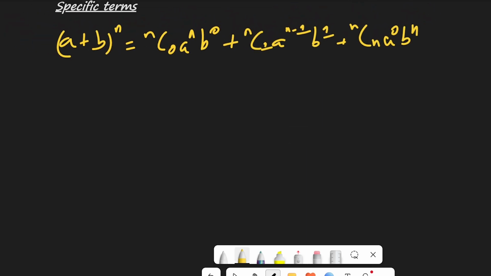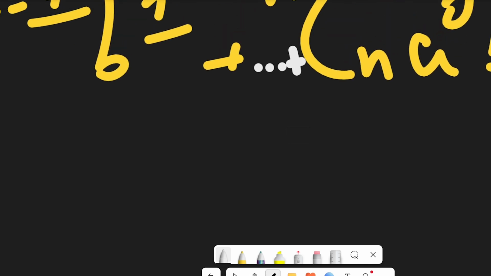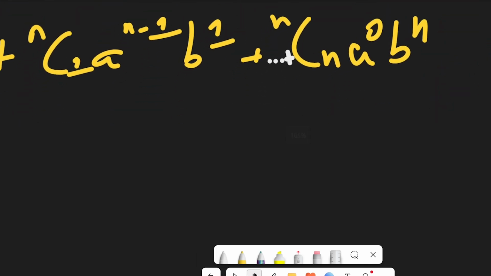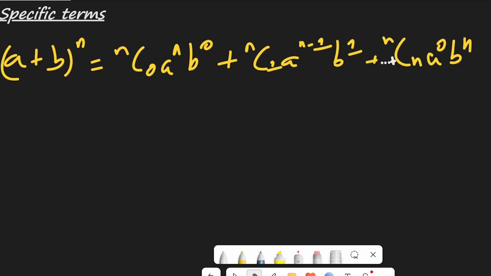Okay, there should be a dot over here. Let me just write it. This dot. Okay, because there could be infinitely many terms over here depending on the n.